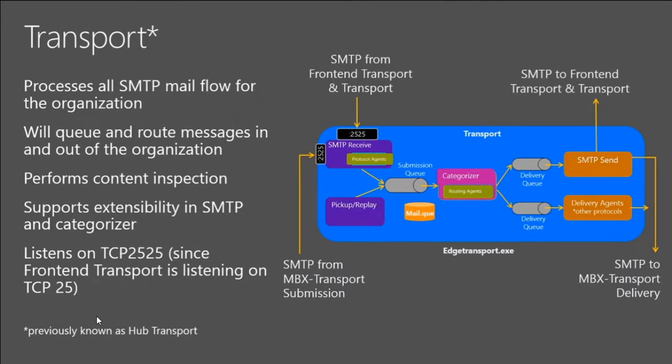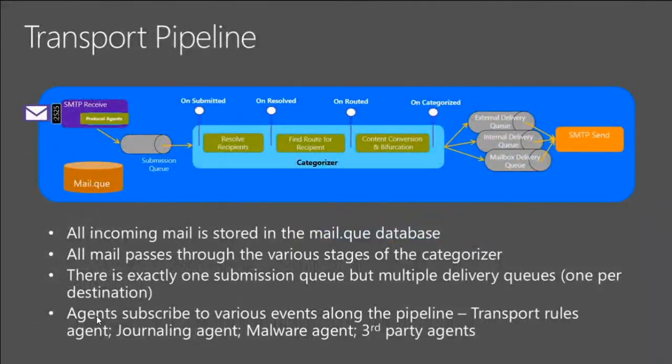And it will accept mail from both the mailbox transport service, you can see that on the bottom. It'll also accept mail from the front-end transport service. Finally, let's go to the next slide to talk a little bit more in depth. You know the drill in terms of we would accept mail both from outside as well as via port 2525, as well as if you put a mail item in the pickup or replay directory, we would pick that up too. Now the next slide actually has more details on what happens in this pipeline.